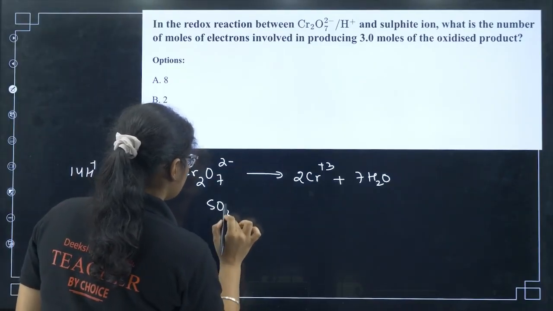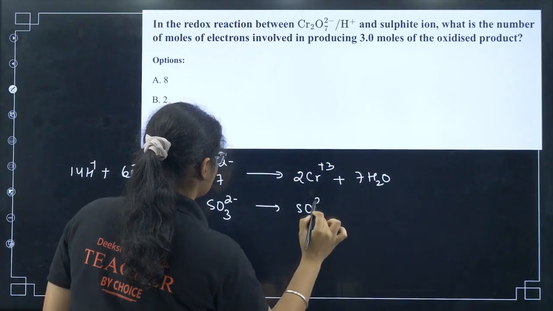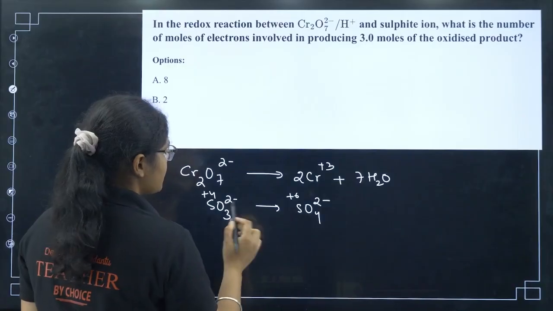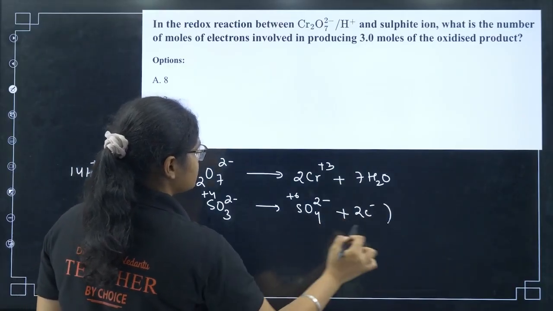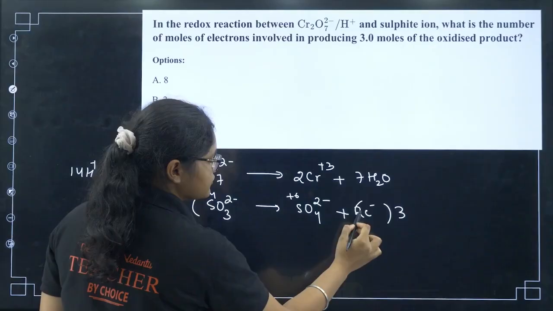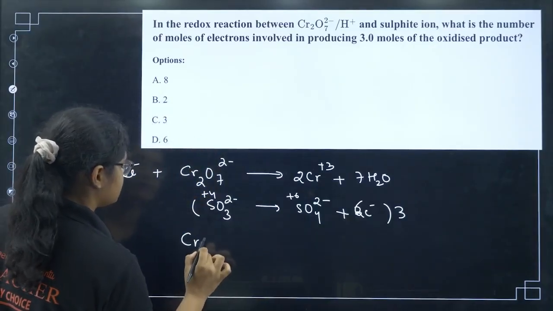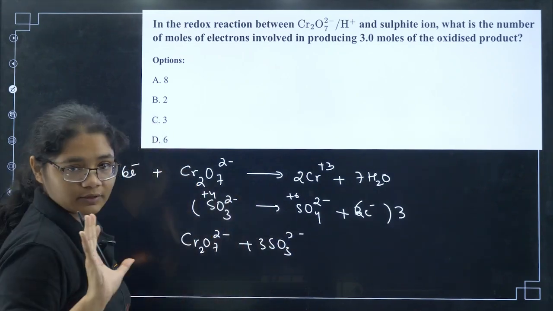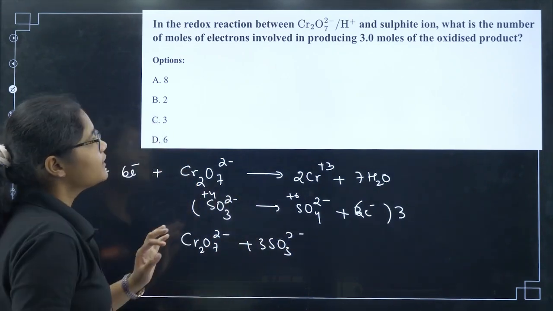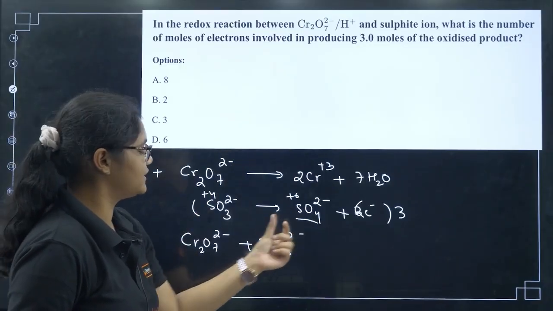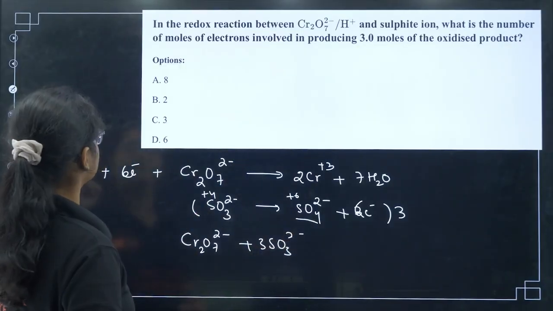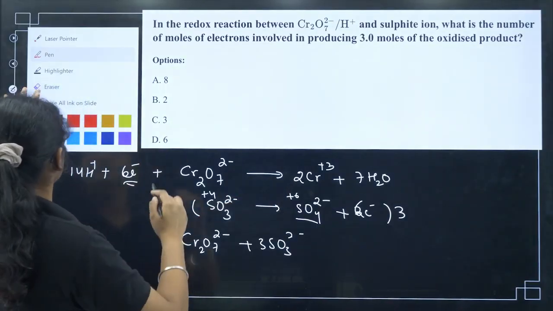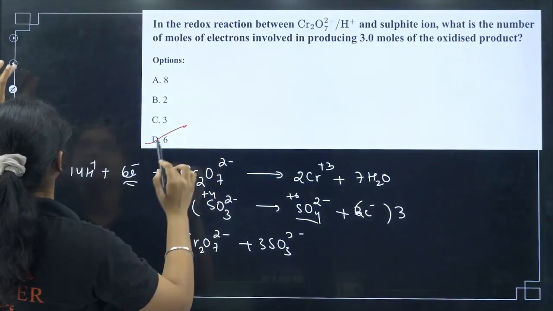Then sulfite ion, SO3 2-, gets converted to SO4 2-. If I balance the number of electrons, 2 electrons will be there, and we can multiply it to make it 6 electrons. So the net reaction is Cr2O7 2- plus 3 SO3 2-. You don't have to balance the whole equation, you just have to understand how much is required. To get 3 moles of oxidized product, I need only 1 mole of dichromate. So 6 moles of electrons are used. The correct answer will be option number D here.